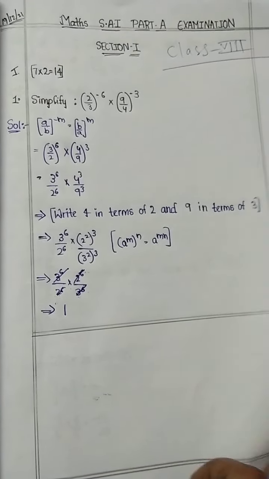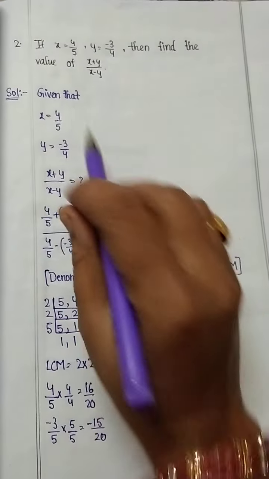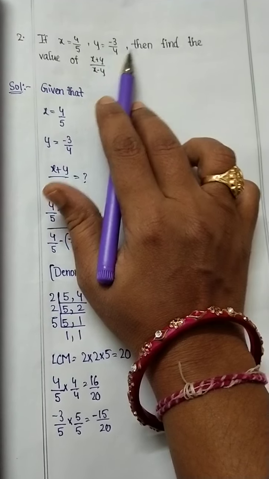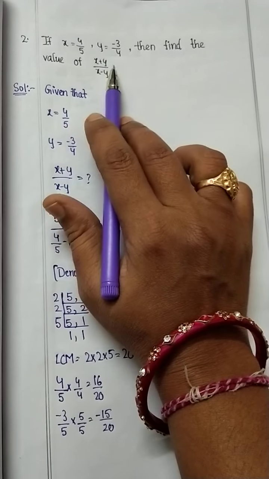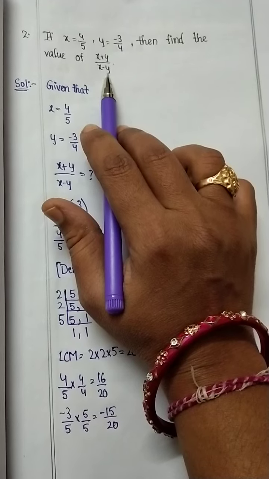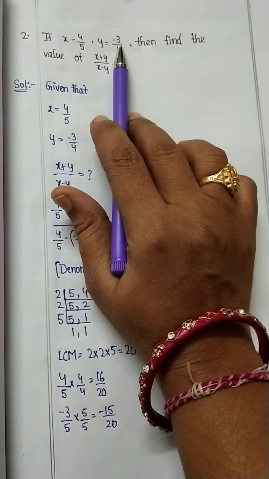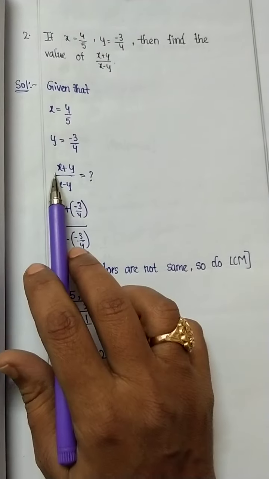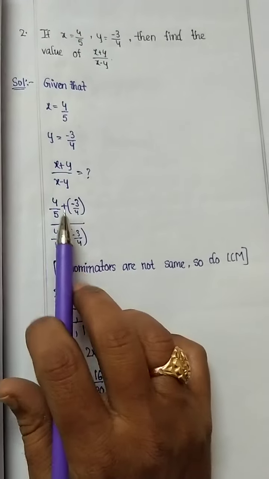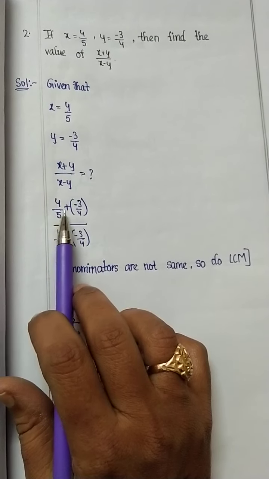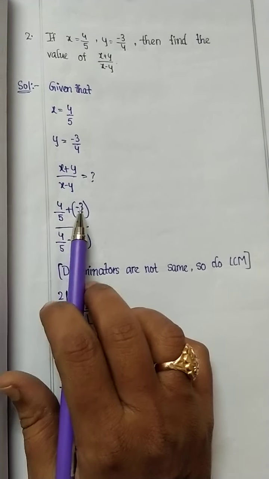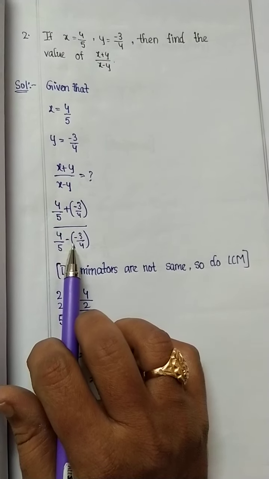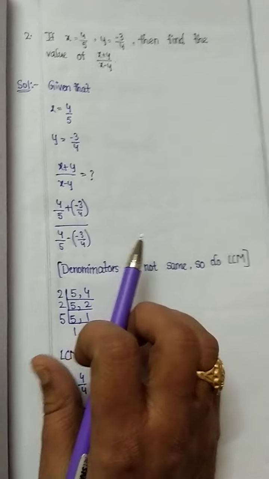I hope you understood. Next, second one. If x is equal to 4 by 5, y is equal to minus 3 by 4, then find the value of (x+y)/(x−y). Very simple. We should substitute the x, y values in this given expression. Now (x+y)/(x−y): here x is 4 by 5 plus y is minus 3 by 4, divided by 4 by 5 minus of minus 3 by 4.